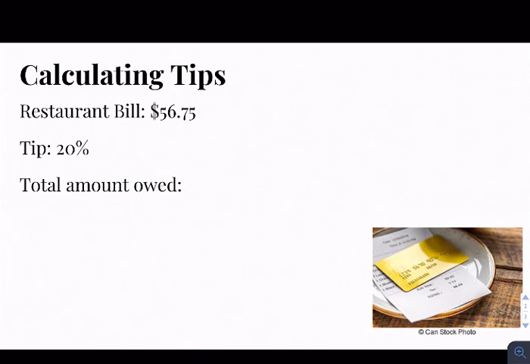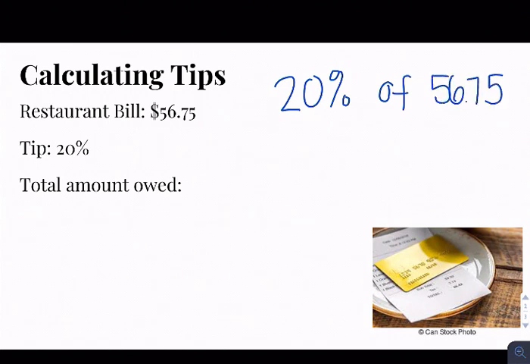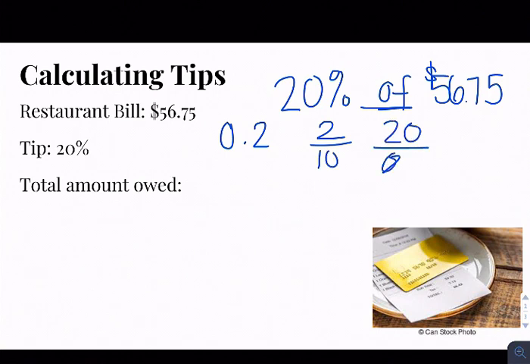So first of all, we need to find 20% of $56.75. Well, again, this of means to multiply, so we're going to take 20%, and remember 20% can be written as 2/10, 20/100. Any of these you can use as your 20%. You could also do this with fractions if you are more comfortable using fractions, but again, you're going to be able to use a calculator on this.